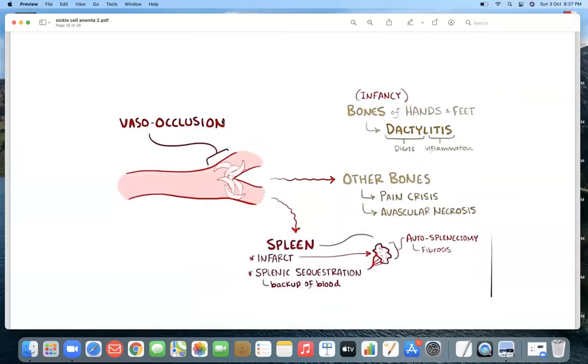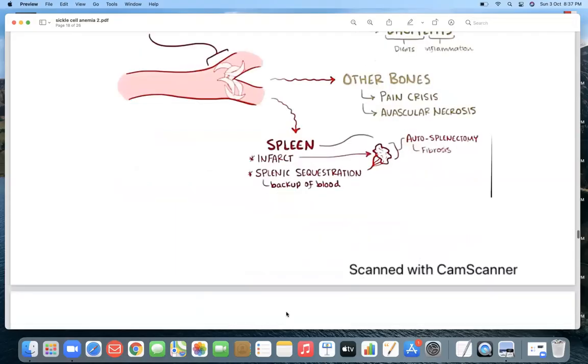Okay, this is how the vaso-occlusion happens. These sickle cells, as I said, many hemoglobins will join together and form this shape and they get accumulated here in the vessel. So in bones of hands and feet, they cause dactylitis, other bones pain crisis, and also avascular necrosis of the femoral head is very common in these patients because of again accumulation like this. Okay, and spleen, autosplenectomy, again because of the same reason. In spleen, what you can see, infarct, autosplenectomy, fibrosis, and in small children, splenic sequestration.